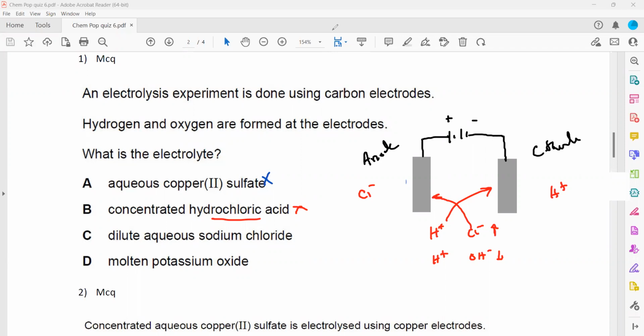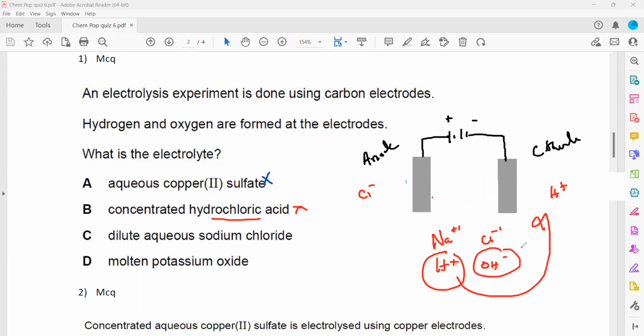When we check option C, if we have dilute sodium chloride, which contains sodium ion, chloride ion, hydrogen ion, and hydroxide ion. For the positive ion, the less reactive will move, so hydrogen will move. And for the negative ion, we check the amount. Dilute means it contains more OH, so the OH ion will move there. And whenever OH ions move there, it will give off oxygen. So that's why hydrogen and oxygen, so C will be the right answer. If you are doing molten potassium oxide, then it will form potassium and oxygen. Is it clear? Question 1.